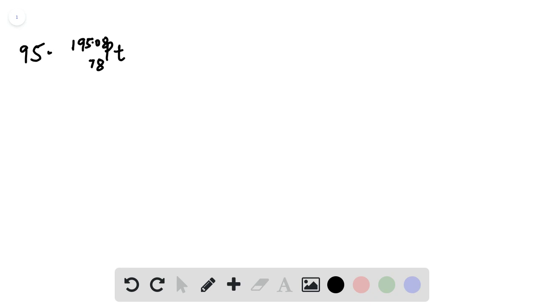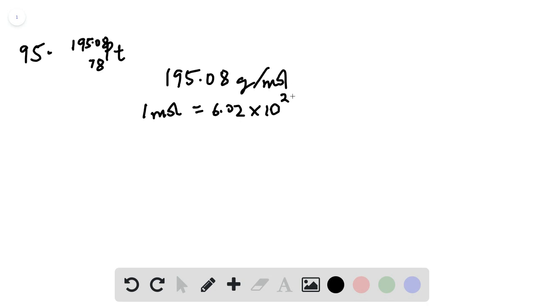So the first thing you want to do, obviously, is to note what the molar mass of platinum is. The molar mass of platinum is 195.08 grams per mole. This is the number of grams in 1 mole of substance. But 1 mole, we know from basic chemistry, contains 6.02 times 10 to the power 23 atoms. Right, that's what 1 mole of a substance contains.